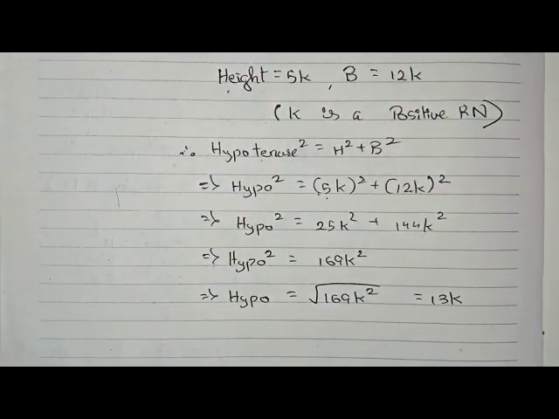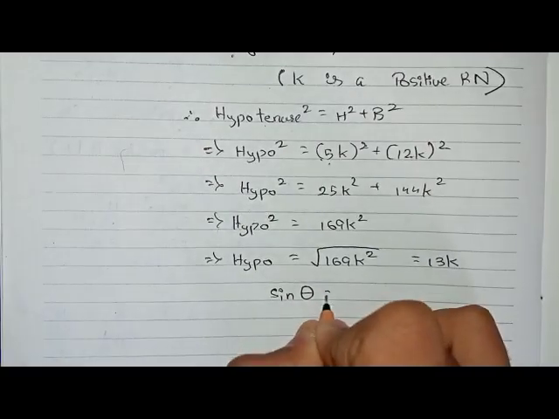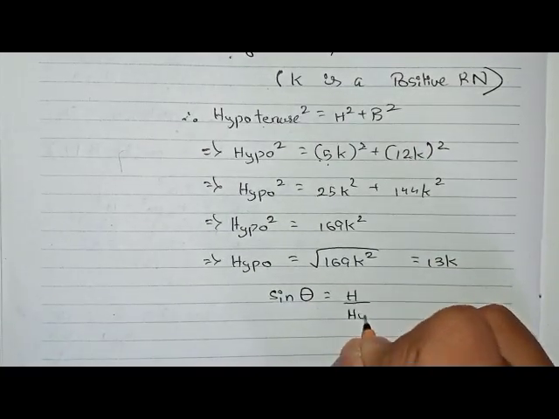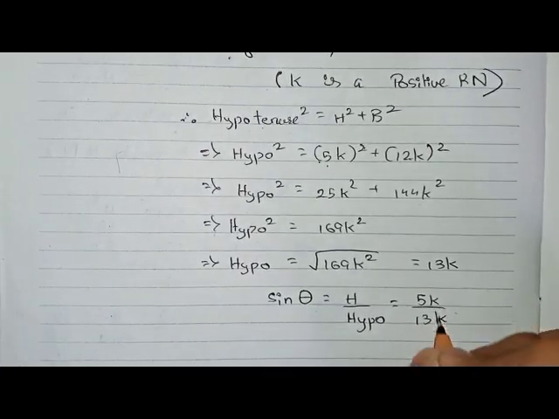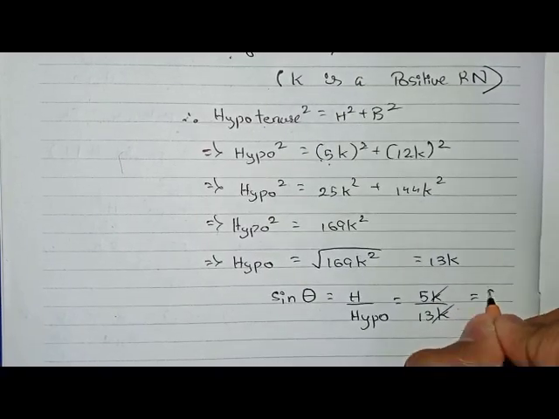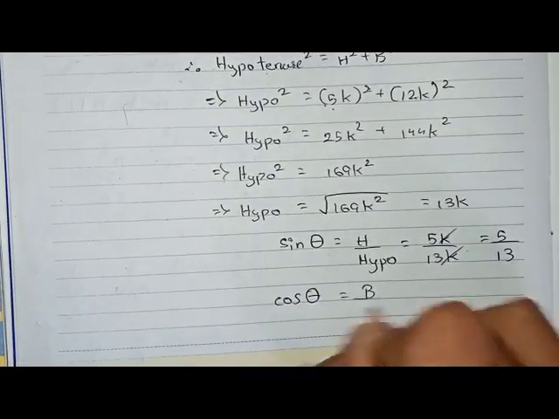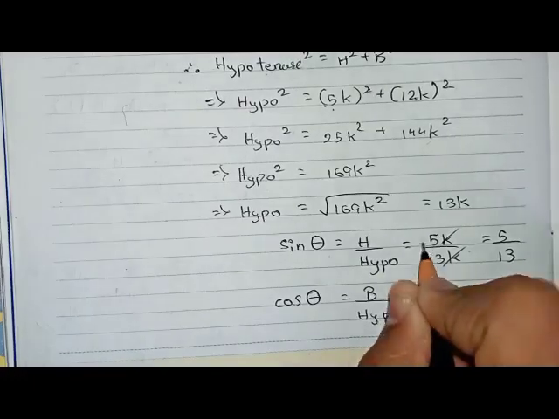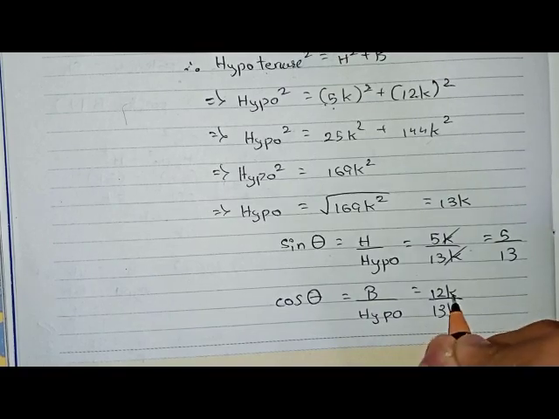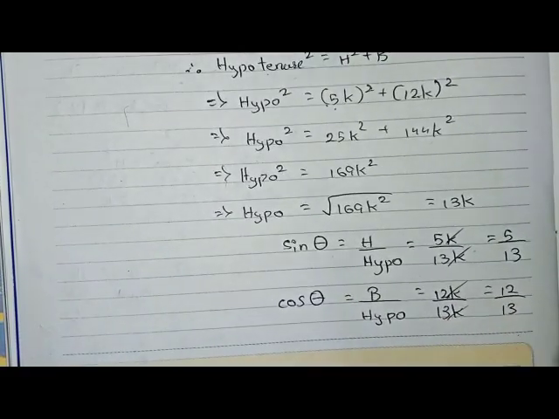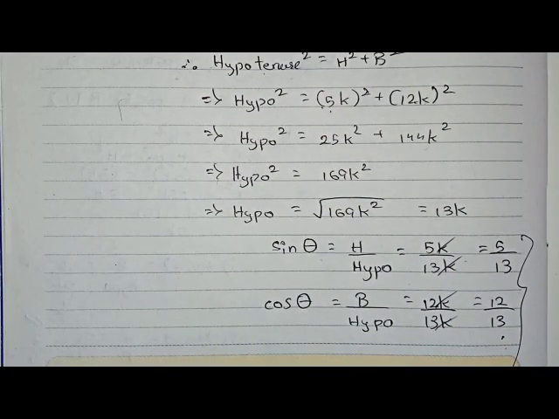Now I got all the sides of this triangle. Now I can find out the sin theta and cos theta. So sin theta will be height by hypotenuse. So our height is 5k and our hypotenuse is 13k. So 5k by 13k, we cut the k, 5 by 13. Now cos theta, it is base by hypo. So our base is 12k and our hypotenuse is 13k. So we cut the k, 12 by 13. So this is the pure ratio. So this is the final answer for this question. So let's move on to our next question.